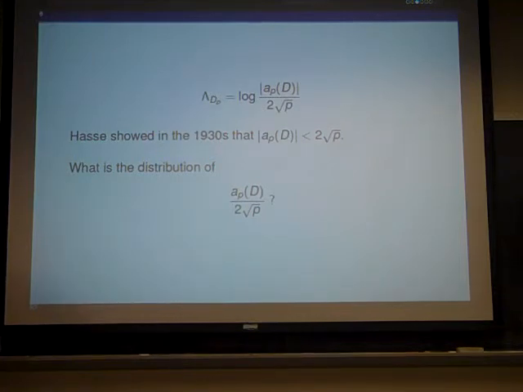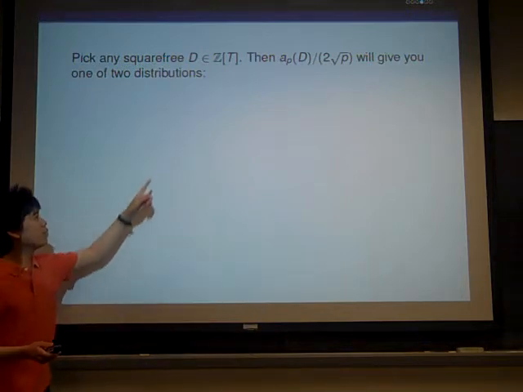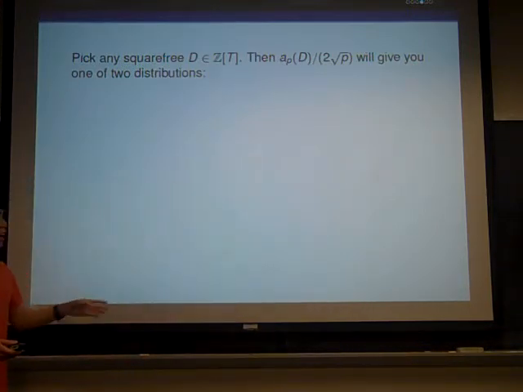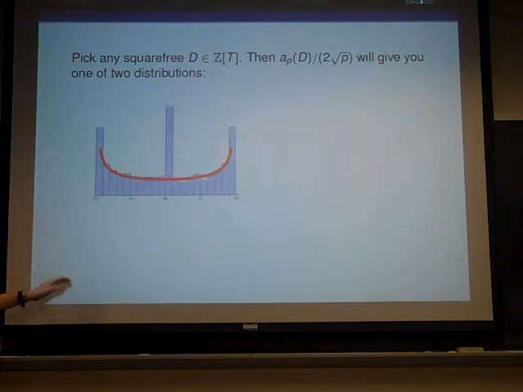And this is what the Sato-Tate conjecture is about. So if you're not familiar with the Sato-Tate conjecture, let's pretend that we're not, and let's see what it is actually saying. The idea is if we start with any square-free D with coefficients in Z, and we compute this ratio a_p(D) over 2 root p for all the primes, or for many primes, then let's look at how those values are distributed. We'll see that we get either one of these two following distributions.